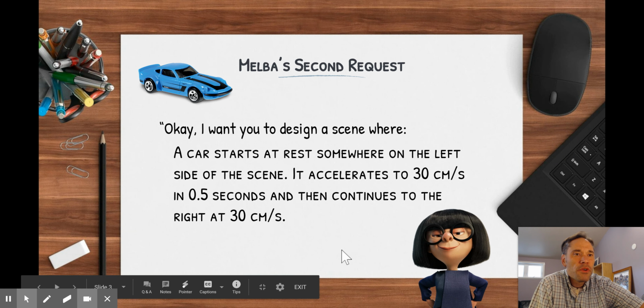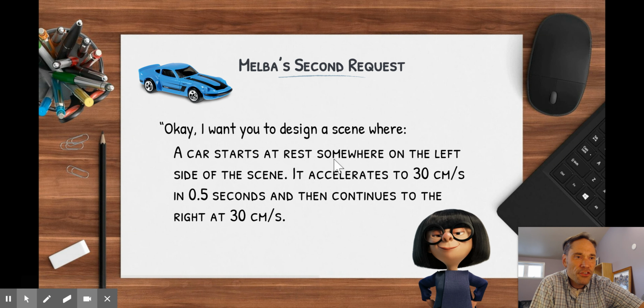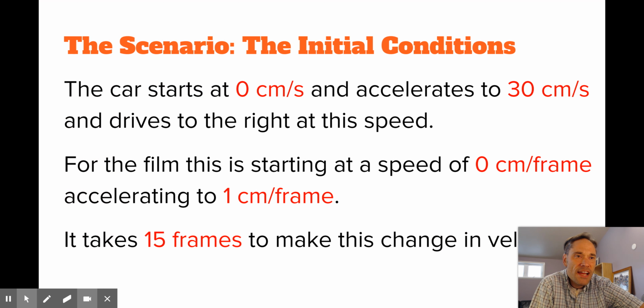The scenario I was working on was Melba's second request, and she said that the car starts at rest somewhere on the left-hand side of the screen. It accelerates to 30 centimeters per second in 0.5 seconds, and then it continues to the right at 30 centimeters per second. So the first thing I did is I broke that down and said, okay, here's what it was in 0 to 30, right?